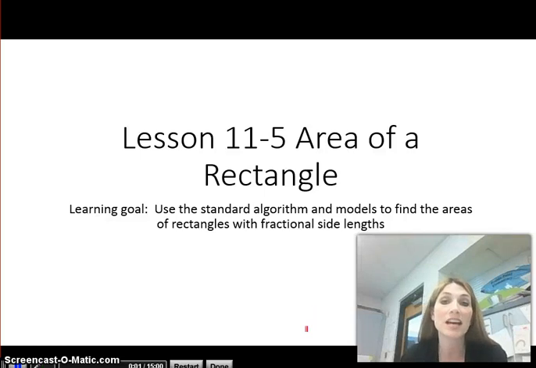Hello, welcome to lesson 11-5, area of a rectangle. Our learning goal is to use the standard algorithm and models to find the areas of rectangles with fractional side lengths.